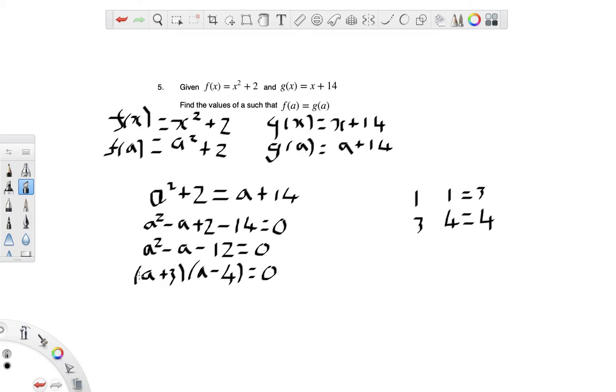So let's expand that out just to check. A squared plus 3a minus 4a, well that's minus a, and then plus 3 times minus 4, yep. So therefore, our values of a can equal minus 3 or a can equal positive 4. So those are the values. So we were finding the values such that this equation, where the two functions are equal at the point a, is true.